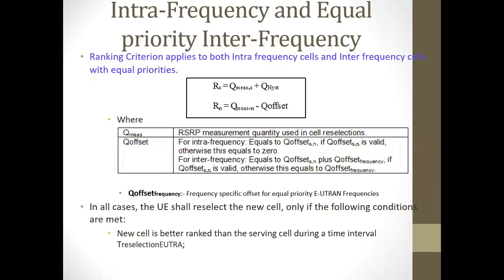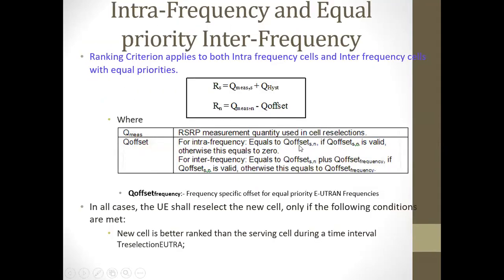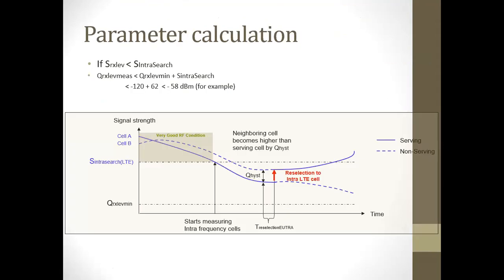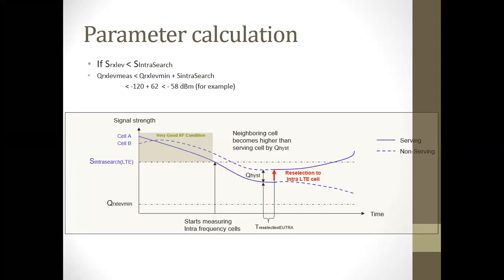Okay, I'll add a line somewhere. This hysteresis is a margin to stop ping pong. There is also something called a cell reselection timer. Even when you find that the new cell is better, you don't switch right away. You allow some time and see if it remains better over that whole time period.